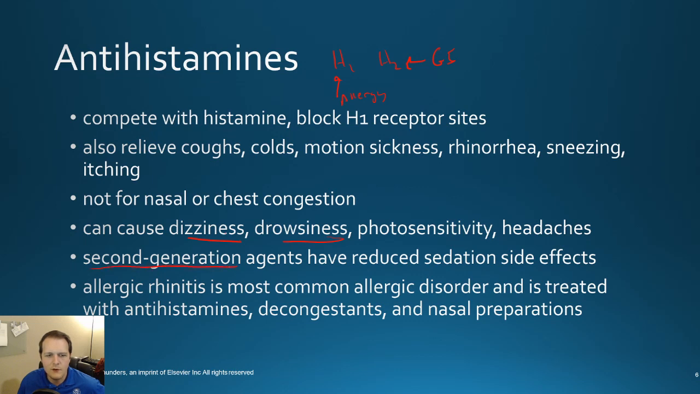First generation is typically going to cause a lot more drowsiness and dizziness. Second-gen agents don't do that. That's mainly because they cannot get into the brain. Basically, they are unable to cross over due to their actual physicochemical properties there.